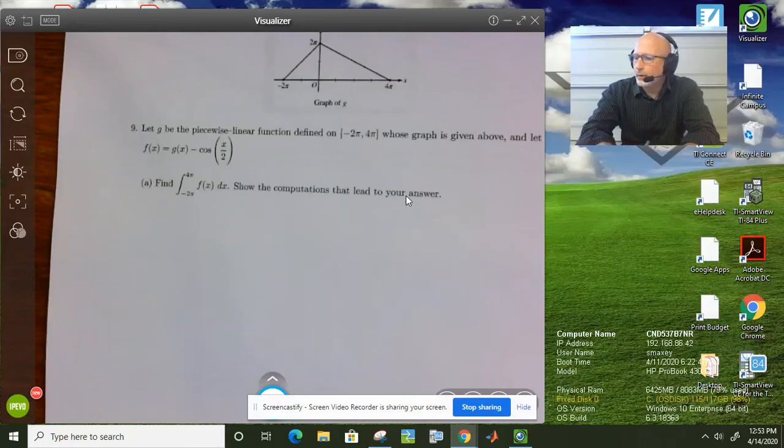Okay, hi everybody. So today we're going to go through 9 through 13 of the data graphs out of the packet. So let's just jump right into it.